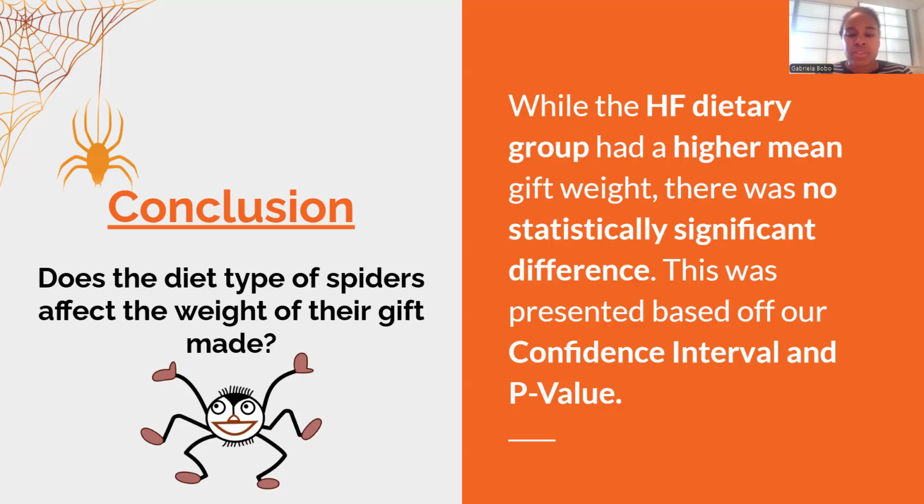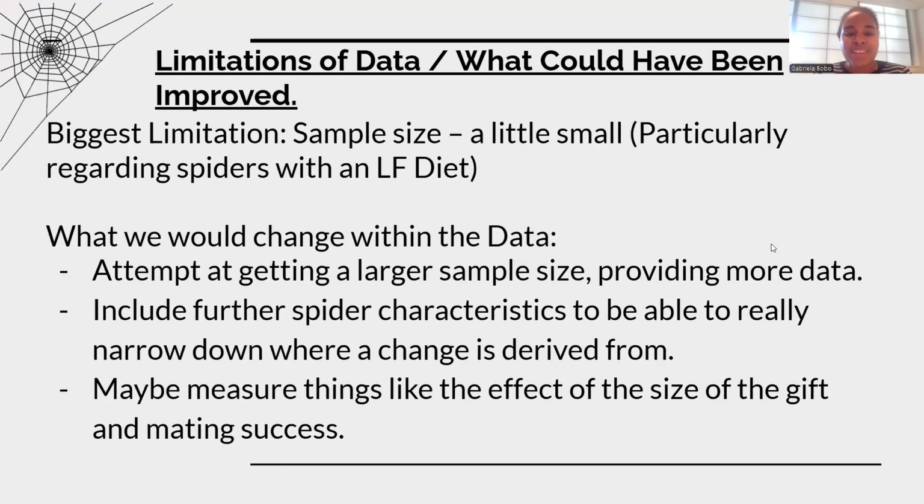The main hindrance of our data, and the most difficult part of gathering information based on the data set, was the sample size itself. It was extremely small, particularly with the spiders with the low food diet. And starting out with such a small sample and continuing with an average of all of them, it was difficult to see a real difference between both food groups and their nutritional value.